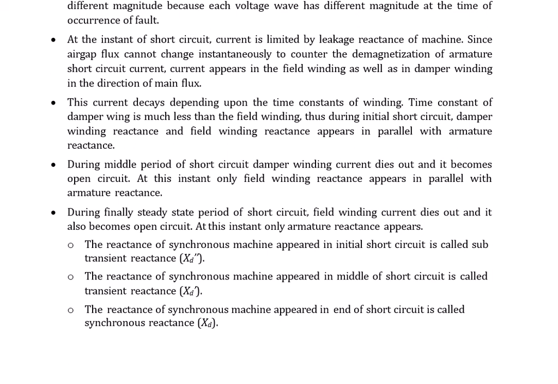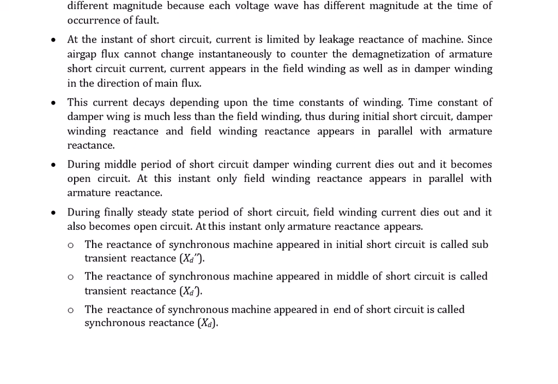So what kinds of reactances are there in the synchronous machine? The reactance of the synchronous machine that appears in the initial short circuit is called the subtransient reactance, because this reactance is the only factor which can control the short circuit current. So the initial reactance of the synchronous machine appearing in the initial short circuit is called the subtransient reactance.